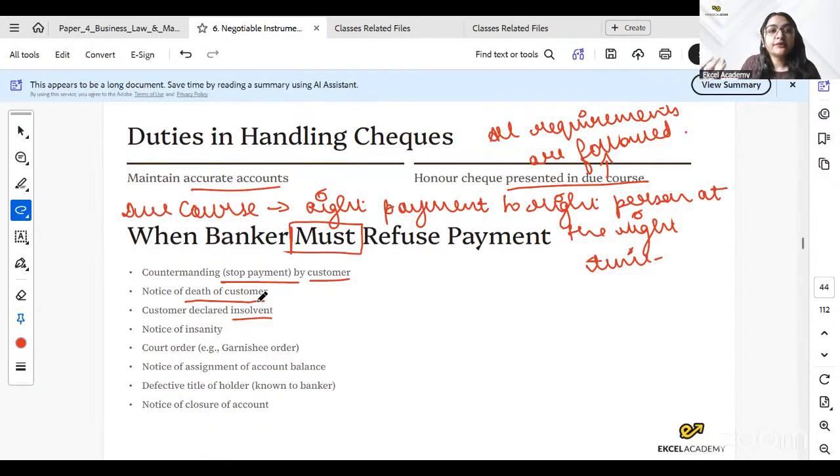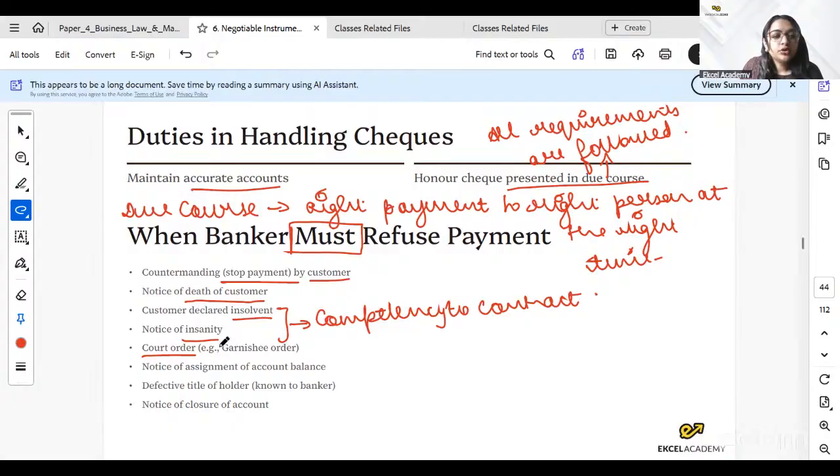You do not have sufficient assets to pay off your liabilities. All right. So the bank will freeze your account and only as required post your insolvency, the bank will make the payment. But any other payments, the bank will have to refuse. Okay. Notice of insanity. Again, the customer is not of sound mind. What do you think this reminds you of? This is nothing but your competency to contract.